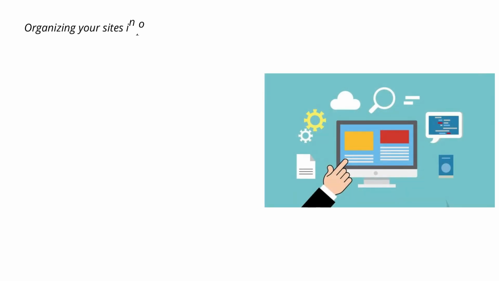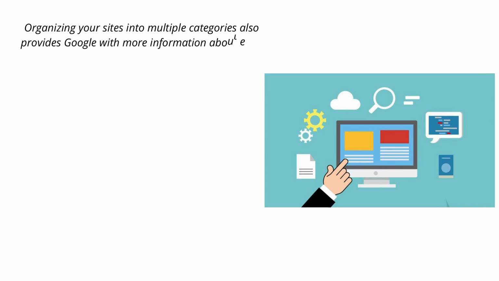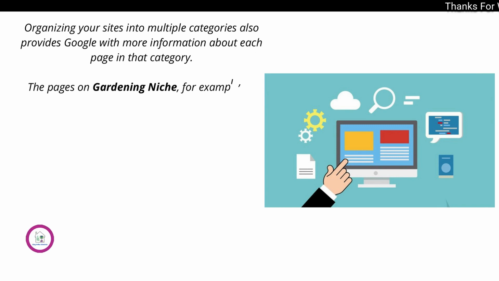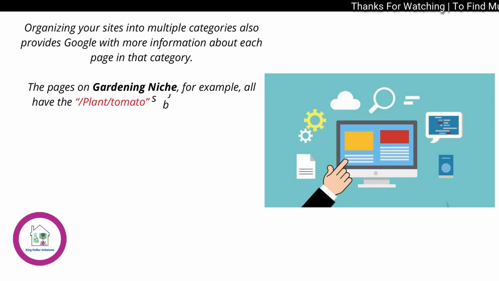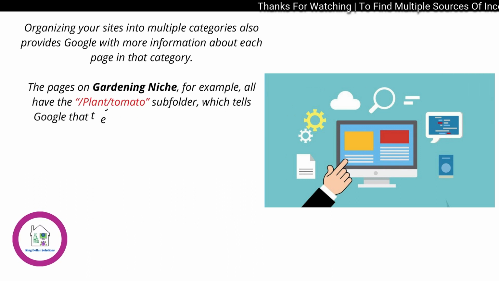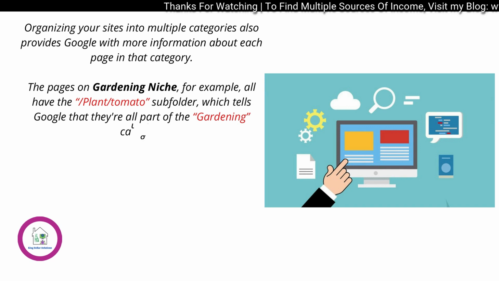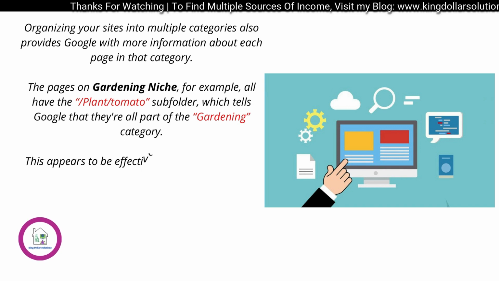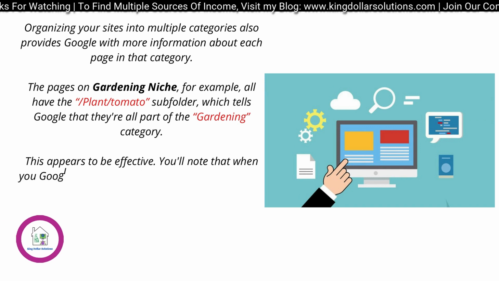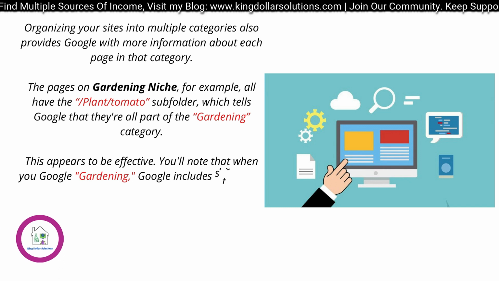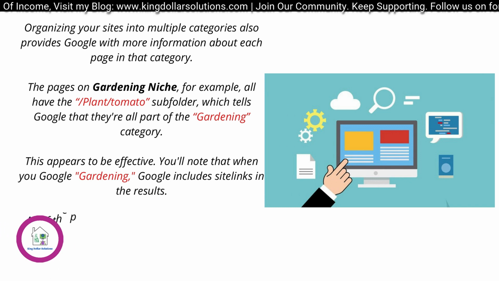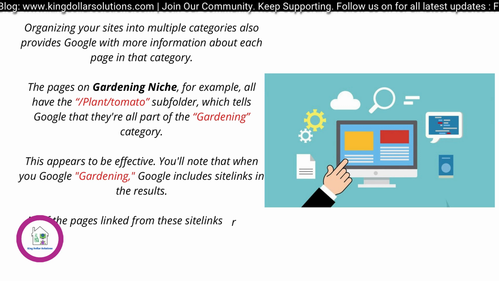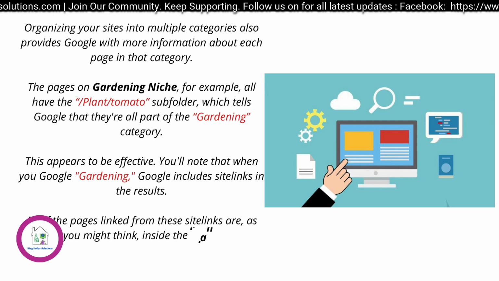Organizing your site into multiple categories also provides Google with more information about each page in that category. The pages on a gardening niche site, for example, all have the /plant/tomato subfolder, which tells Google that they're all part of the gardening category. This appears to be effective. You'll note that when you Google gardening, Google includes site links in the results. All of the pages linked from these site links are, as you might think, inside the plant subfolder.